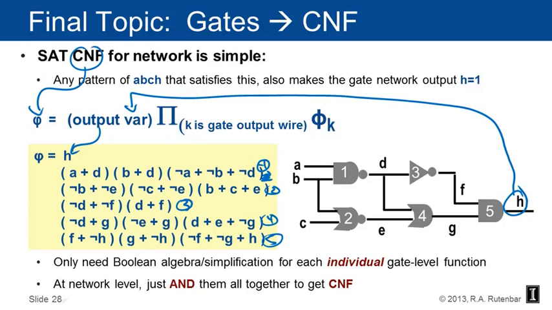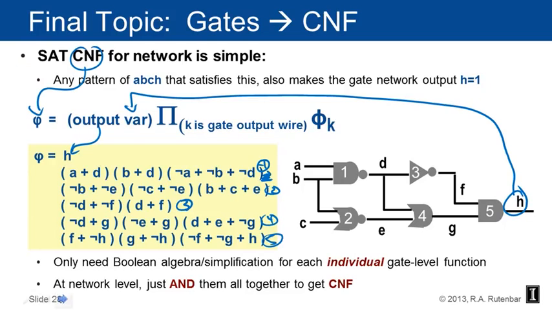You can do it from the gates and wires themselves, just walking the network. Yeah, it's going to be pretty big. Sorry, that's just the way it works. Hand it to the SAT solver, ask the questions you want to do. So you don't need to do any real Boolean algebra simplification other than for each individual gate level function. And at the network level, you AND them all together.